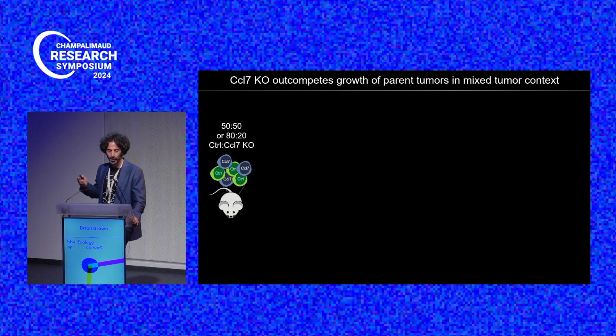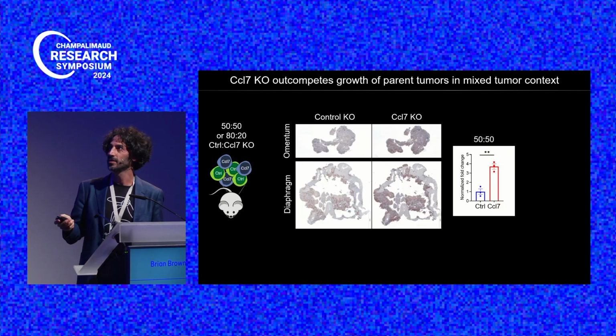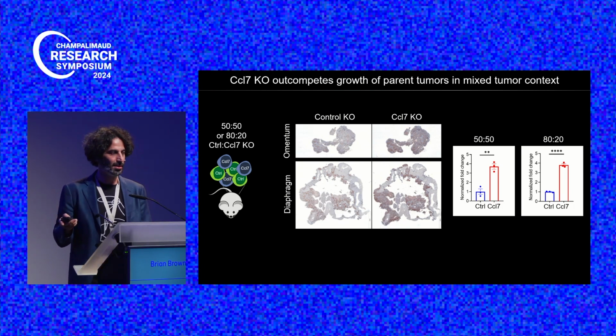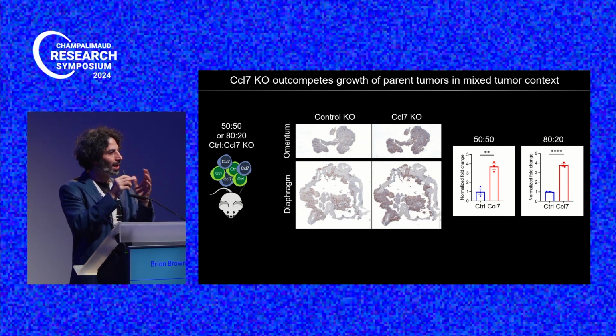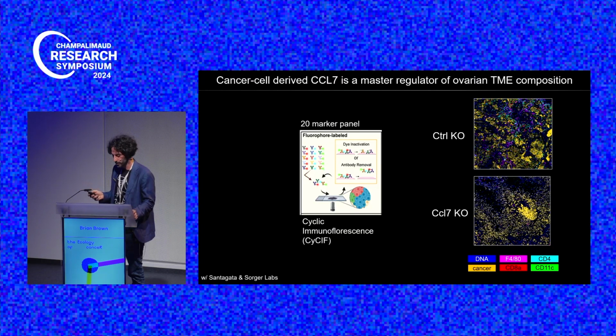And so we decided, well, is this real? We see it in our perturbed map. Can we recapitulate it? So we take a 1-to-1 or an 80-20 mix of the cancer cells to CCL7 knockout, and we completely recapitulate that. Even if 80% of the cells are the control and 20% are the CCL7 knockout, so you have an overwhelming amount of cancer cells that can still produce CCL7, it doesn't matter. The CCL7 knockout still wins the race. It still outcompetes those other tumors.